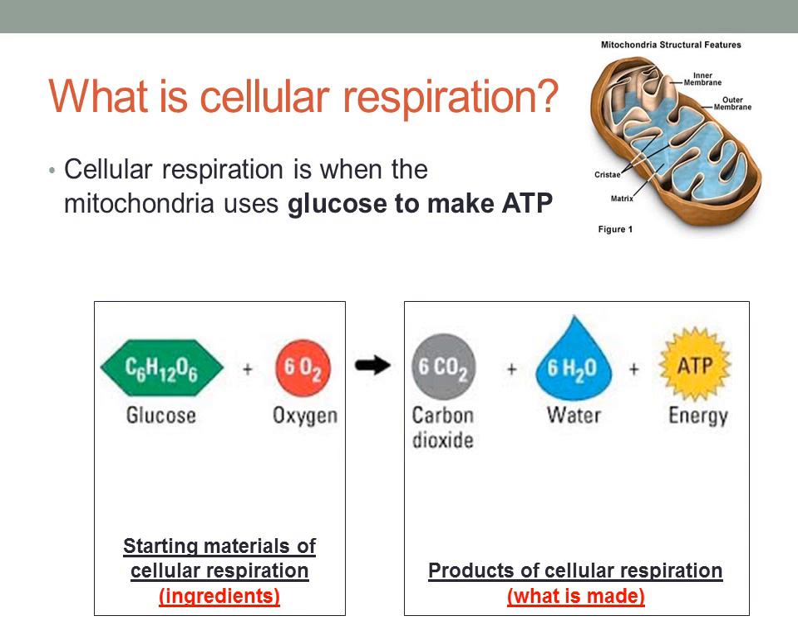I just want to review one more time what cellular respiration is. Cellular respiration is when the mitochondria uses glucose to make ATP. So we're using that glucose and we're producing ATP, which we can use as energy for our bodies.